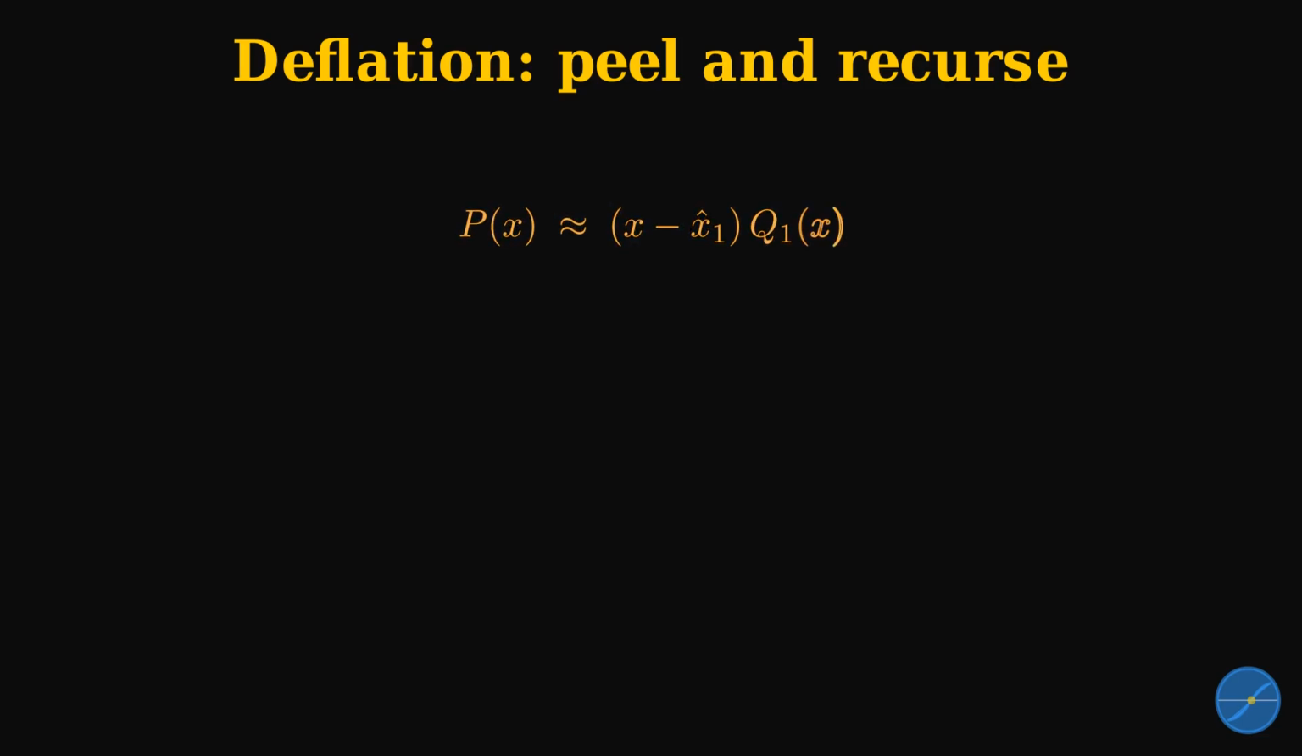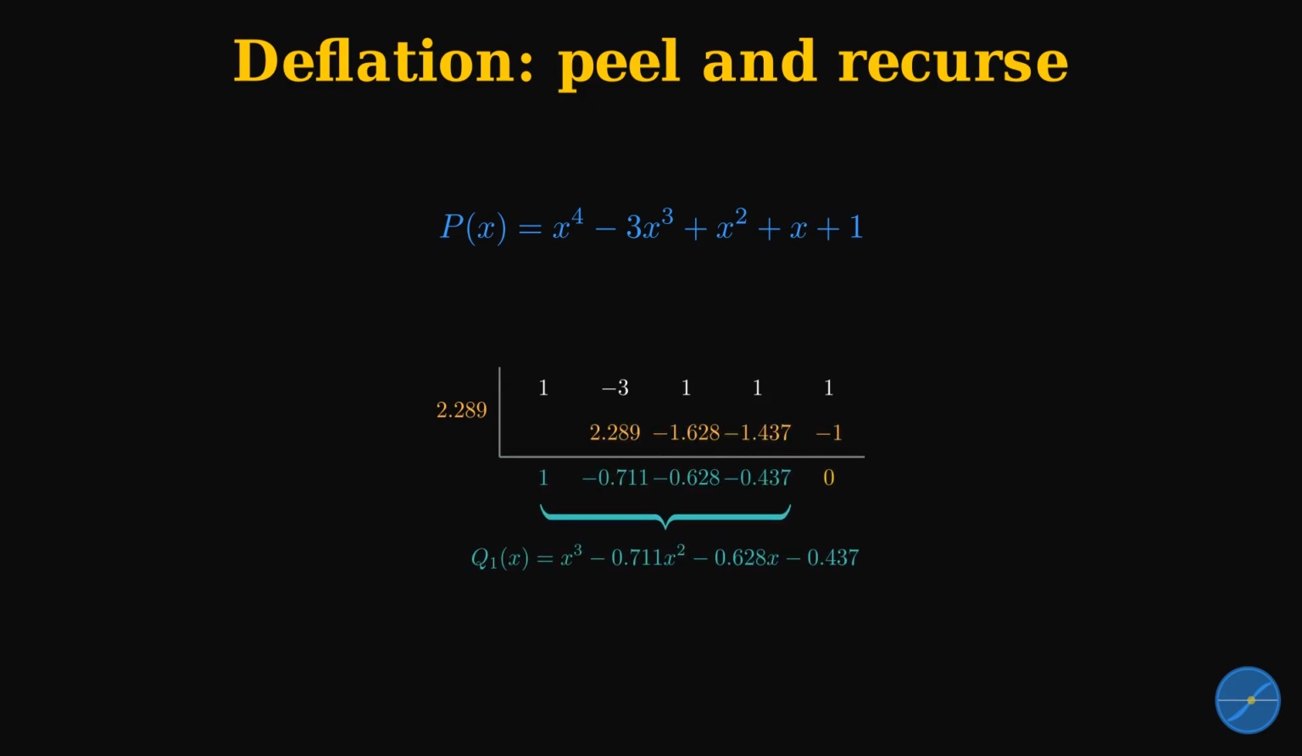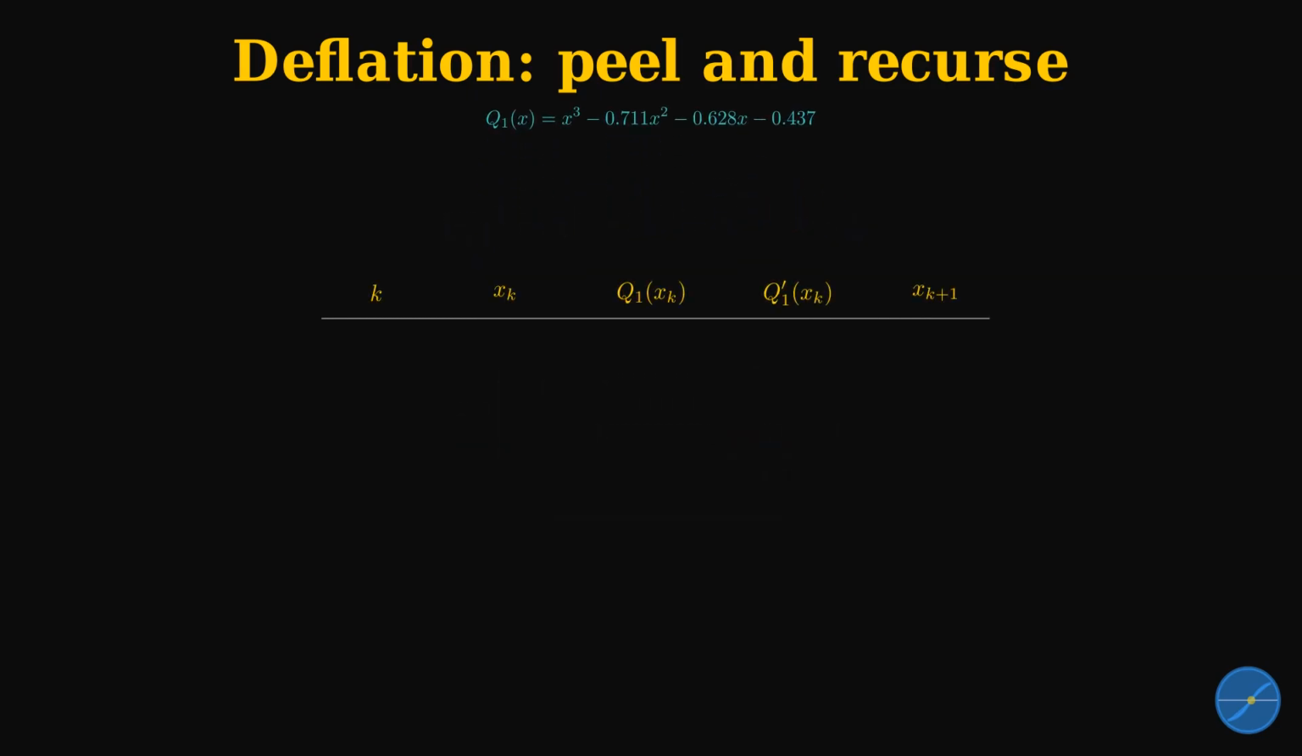If x hat 1 is a root, then x minus x hat 1 divides p exactly, leaving a quotient q1 of 1 lower degree. Here is p, degree 4. Synthetic division reads straight off its coefficients 1, minus 3, 1, 1, 1, dividing by the root x hat 1. Divide, and the bottom row is the quotient, the cubic q1. Degree 4 has dropped to 3. Now recurse. Find the next root of q1 the very same way, using Newton, with Horner supplying the values.